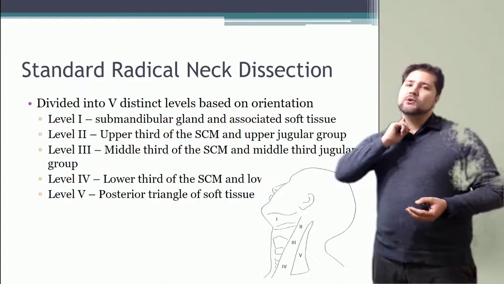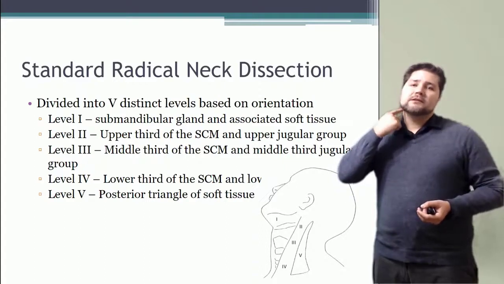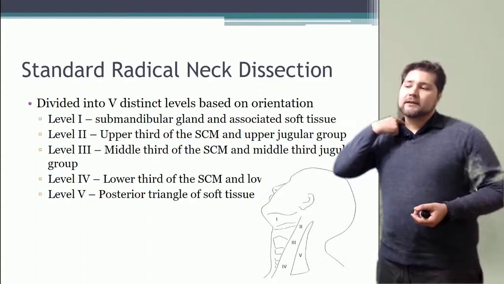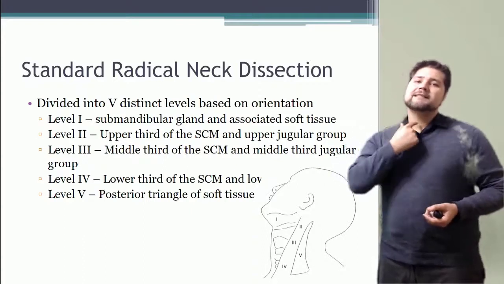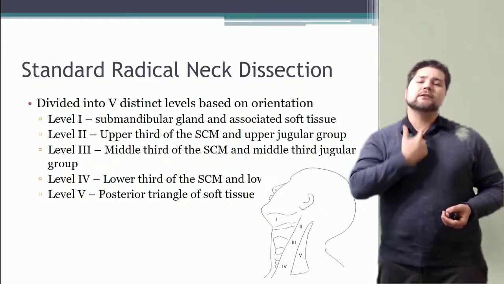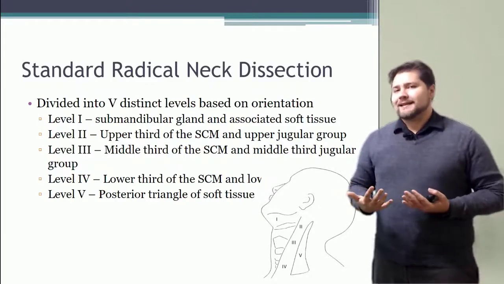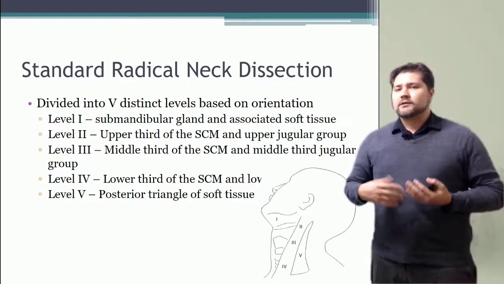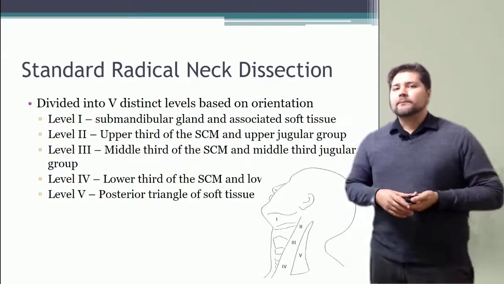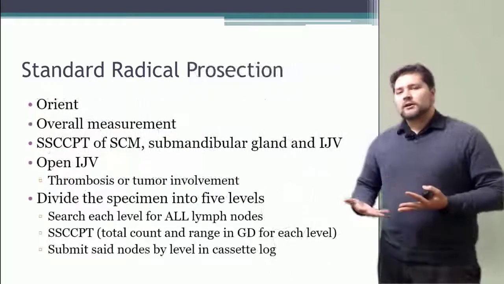Then basically 2 through 4 is going to be your sternocleidomastoid divided into thirds. And then you have the posterior triangle, which is 5. 6 is usually going to be documented as the anterior triangle, but again, not a lot of places are going to take that out. But usually just 1 through 4 is what we'll worry about and what we're classifying as your standard neck dissection there. So how do you go about prosecting these?